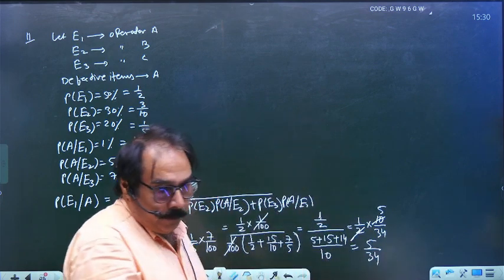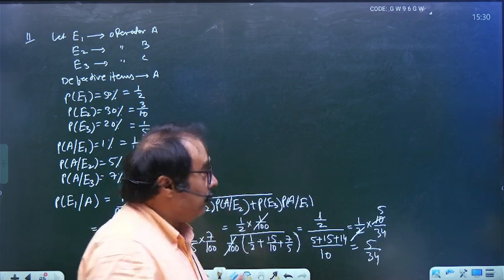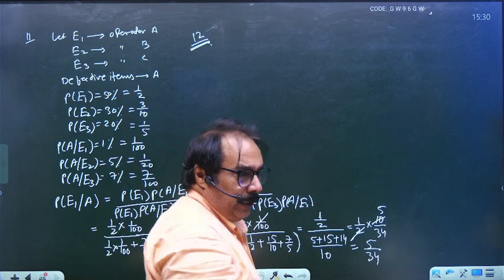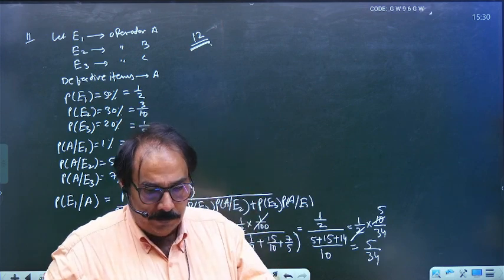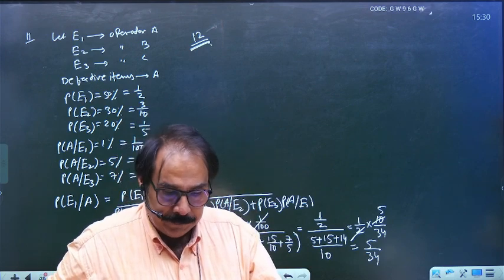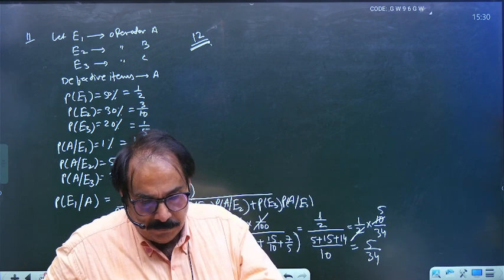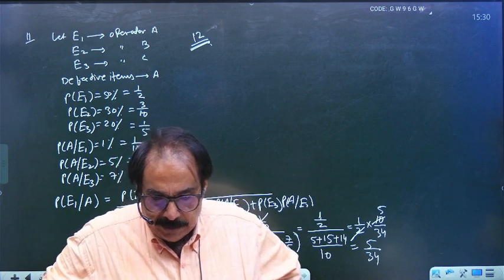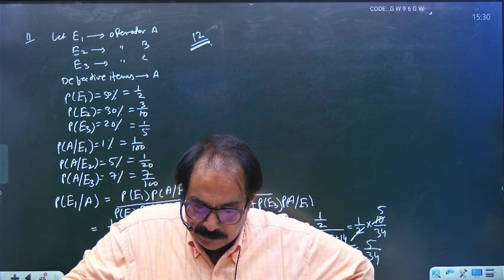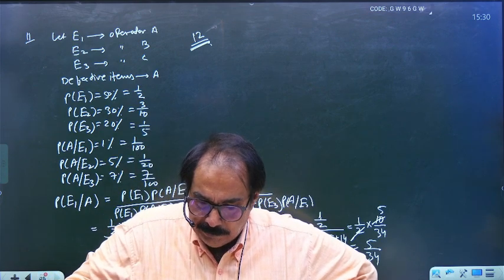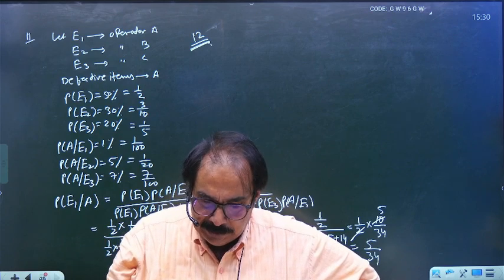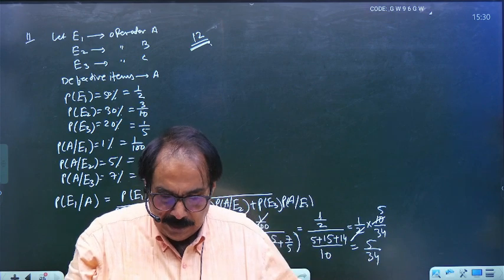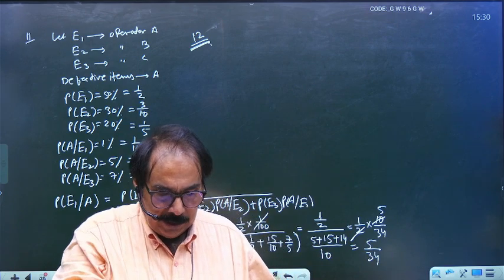Okay. Now there is another question number 12. This is a very important question from your examination point of view. This question number 12, most important question. A card from a pack of 52 cards is lost. From the remaining cards of the pack, 2 cards are drawn and found to be both diamonds. Find the probability that the lost card is a diamond.